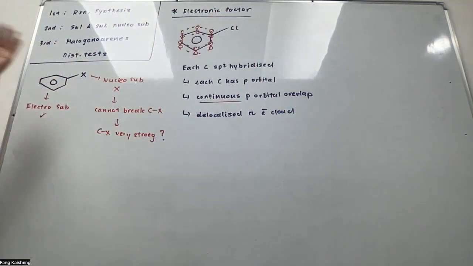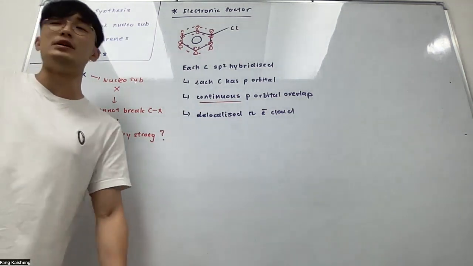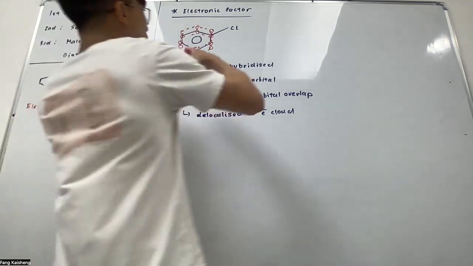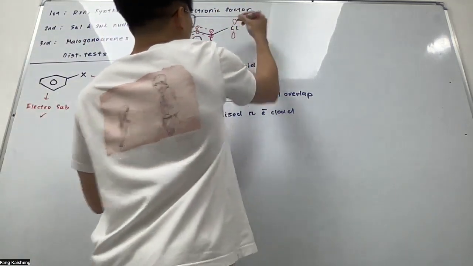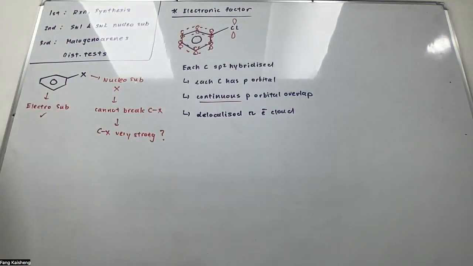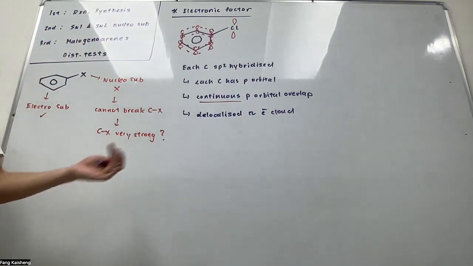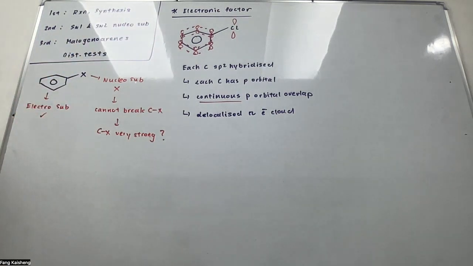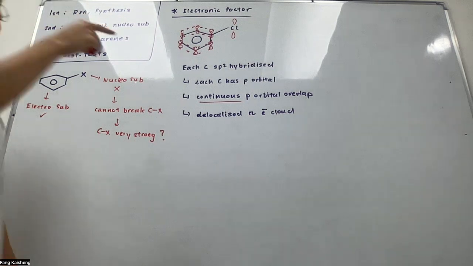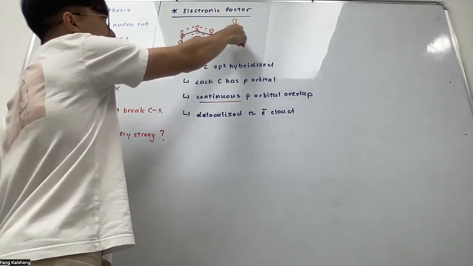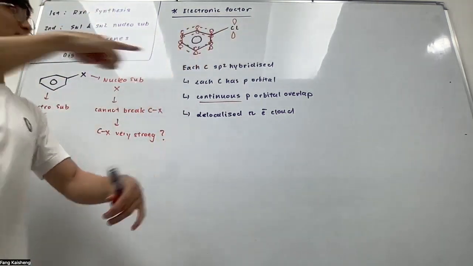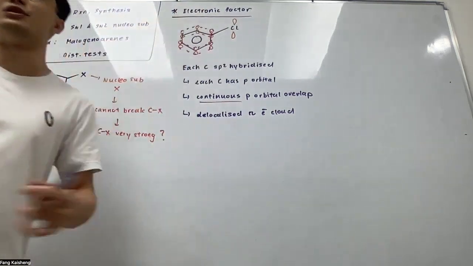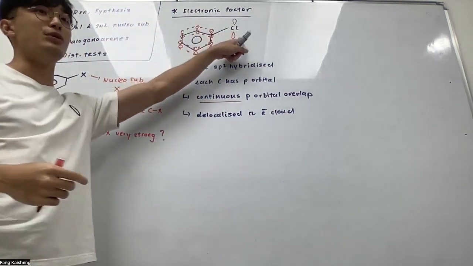Can I ask you guys, does chlorine have a p orbital? Yes, like 1s2, 2s2, 2p6. So it has a p orbital. Let me just draw it right here. And guys, what would this p orbital do? Fair enough. You can see this p orbital is right beside the benzene's six people here just happily connected to each other, right? So what would this p orbital do?